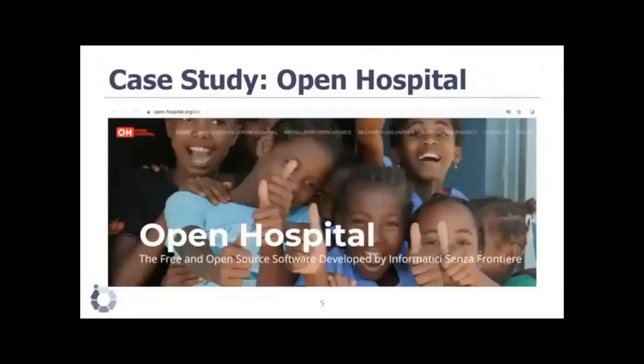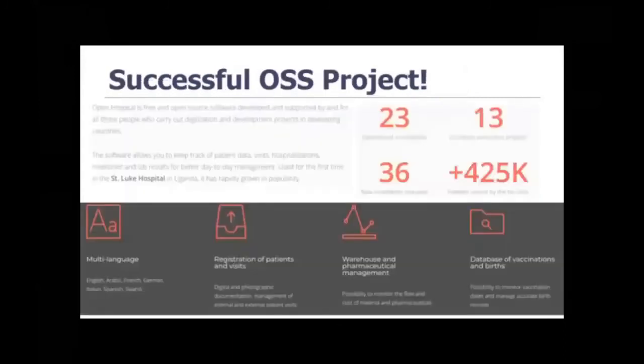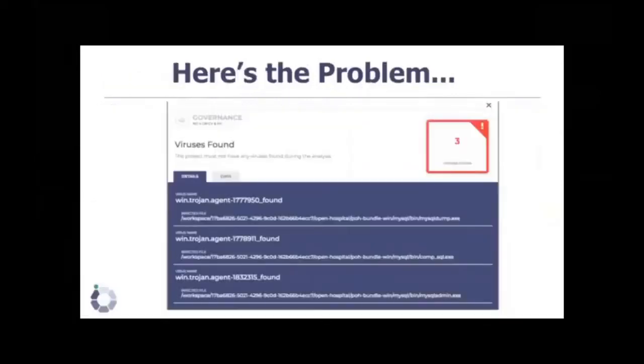Case study, Open Hospital, developed by a nonprofit in Italy. Their website has a bunch of beautiful children from Africa. This is a capability that has supposedly been used in 13 countries with 23 installations and has processed birth records, vaccination records, lab results for 425,000 people. This is a successful open source project.